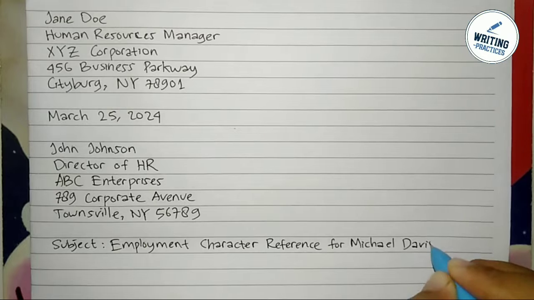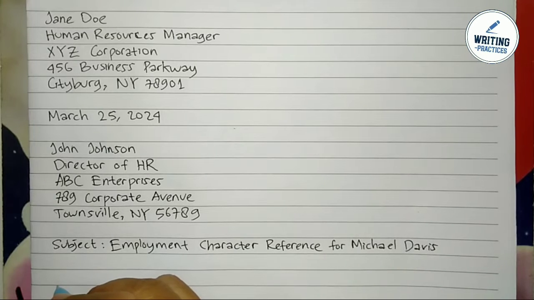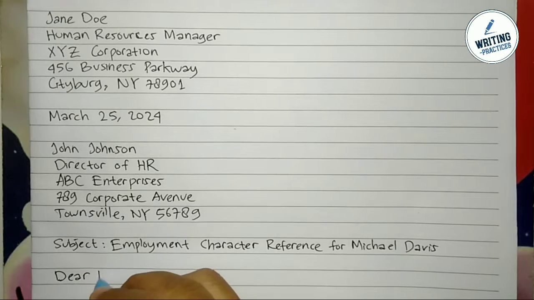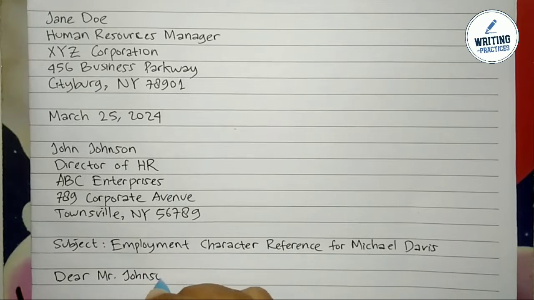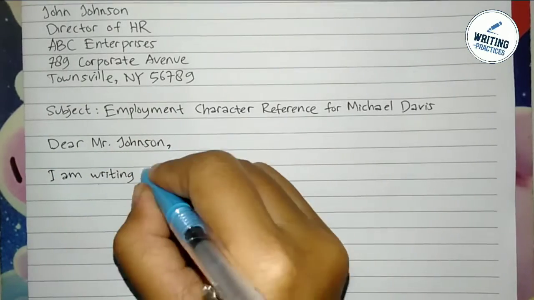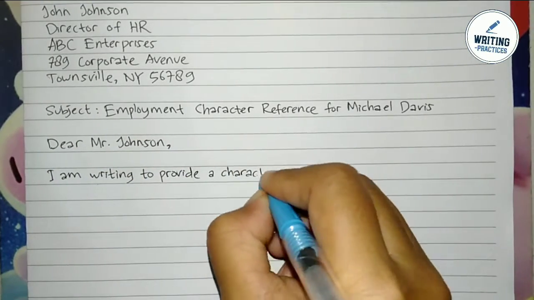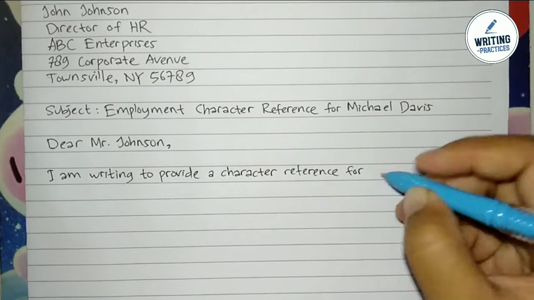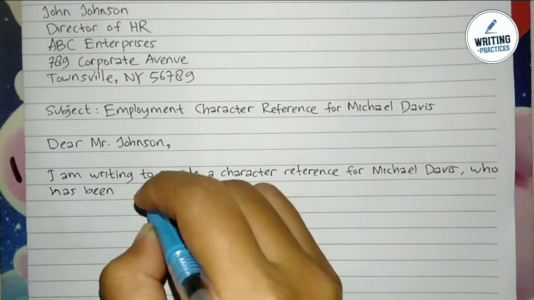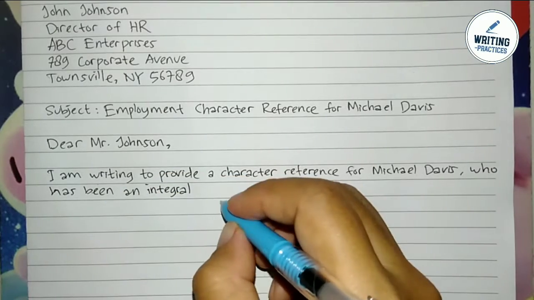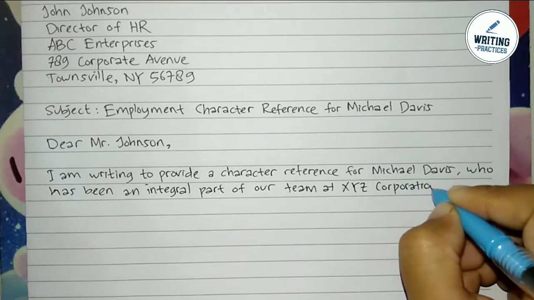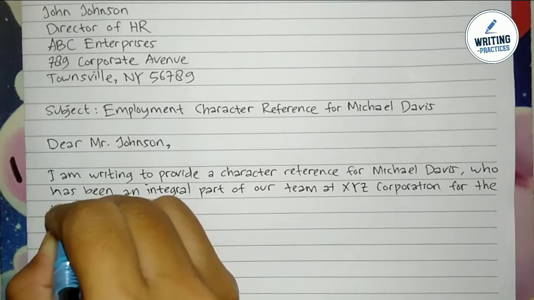After completing all this information, now you can open the letter with a formal salutation. You may write, Dear Mr., or Mrs., or Ms., followed by the name of the recipient. In the first paragraph, you need to write the introduction and purpose of the letter. Just like the example, the writer here starts by providing a character reference for Michael Davis. And here is how it looks like. I am writing to provide a character reference for Michael Davis, who has been an integral part of our team at XYZ Corporation for the past 4 years.